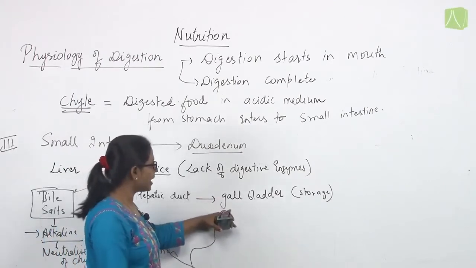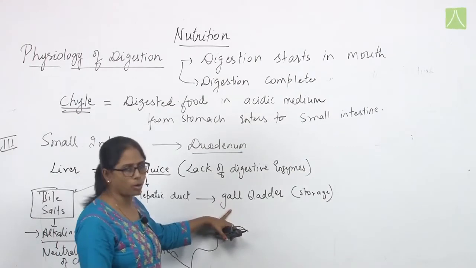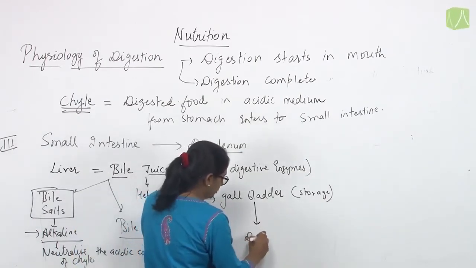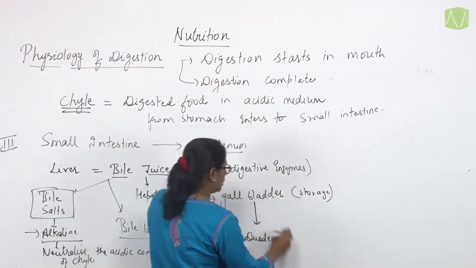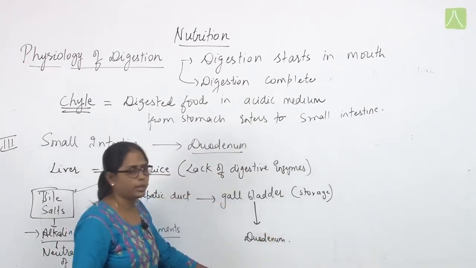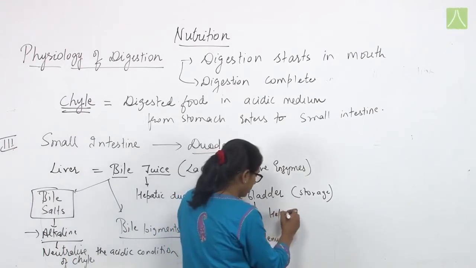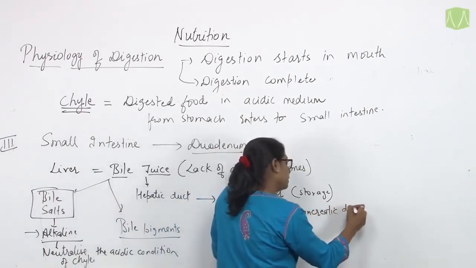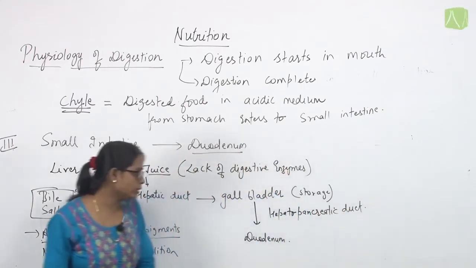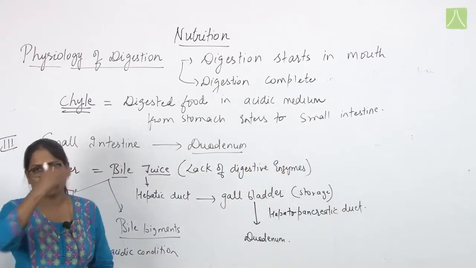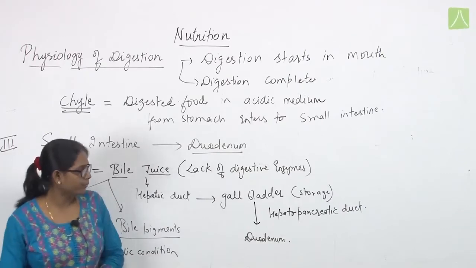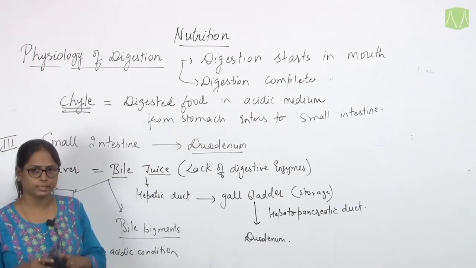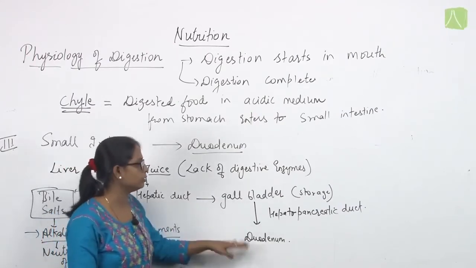Now this bile juice, which remains stored in the gallbladder, will be secreted into the duodenum through the duct known as the hepatopancreatic duct. Why? Because this is the common duct through which bile juice from the gallbladder and the pancreatic juices from the pancreas get mixed up and secreted into the duodenum.